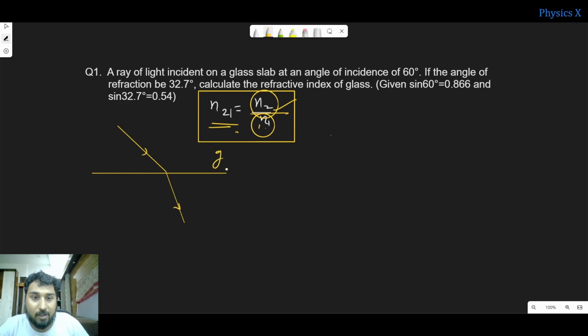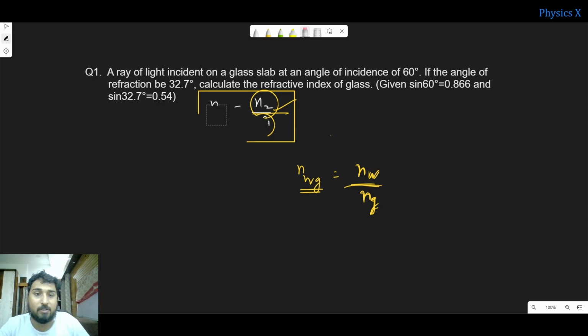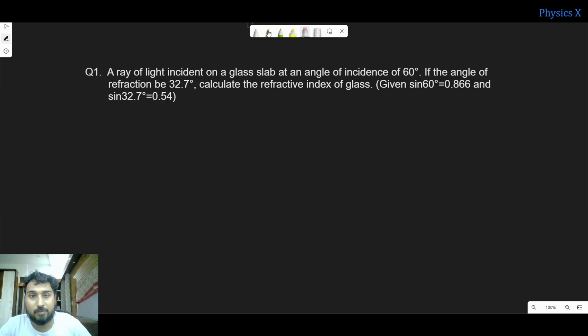Suppose this is your glass and this is your water. The second medium we are traveling to is water, so this will be n_w by n_g. The refractive index of water with respect to glass is the absolute refractive index of water divided by the absolute refractive index of glass. This is the meaning I wanted to tell you. So this question is clear, I think. Let us move forward with the next question.